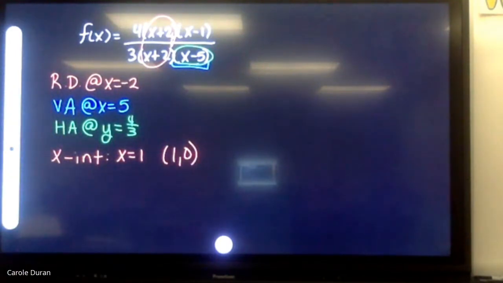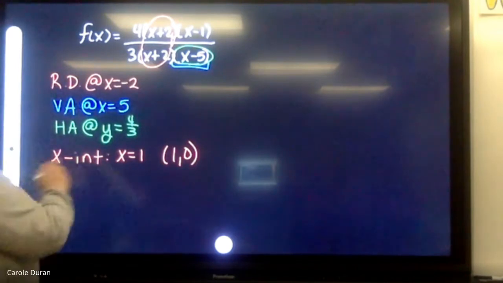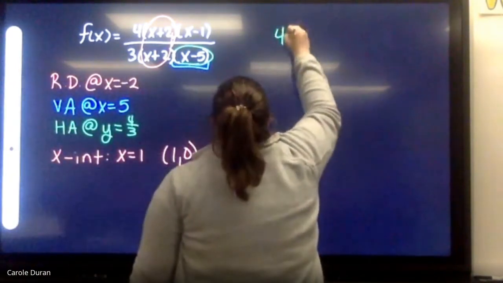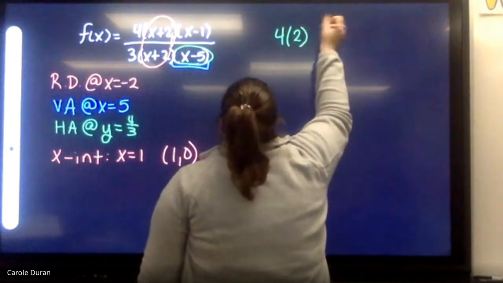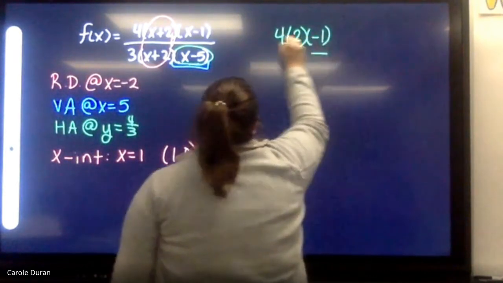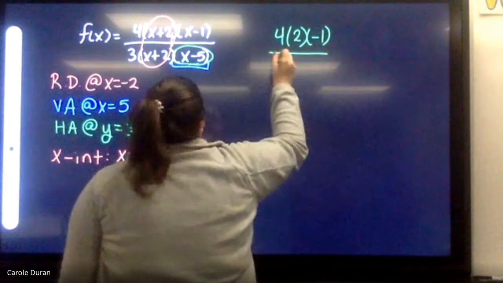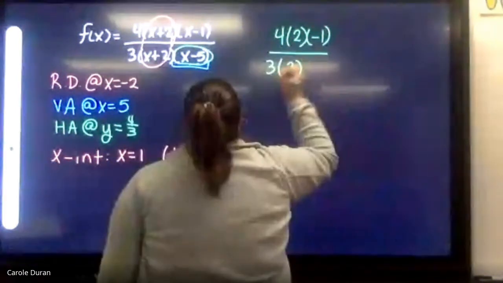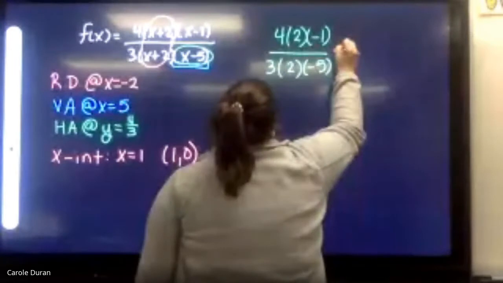To find my y-intercept, I go back to my original equation. I plug in 0 for all of my x's, and I solve to find my y-intercept. So if I plug 0 in for all of my x's, I'm going to get 4 times 0 plus 2 is 2. 0 minus 1 is negative 1. Or 3 times 0 plus 2 is 2. 0 minus 5 is negative 5.